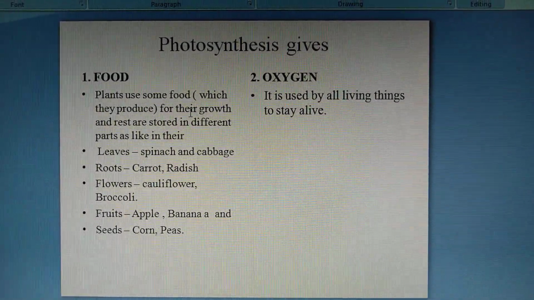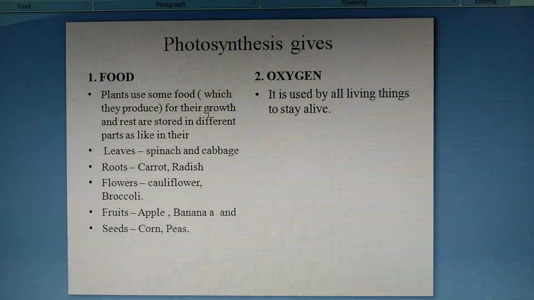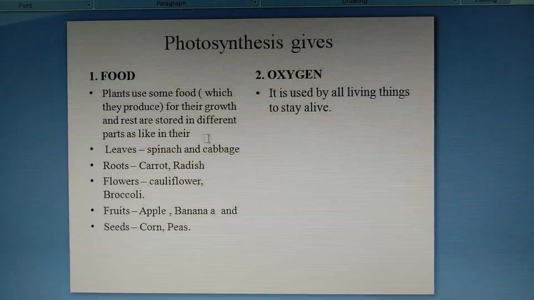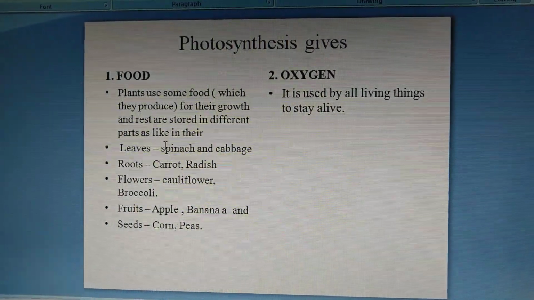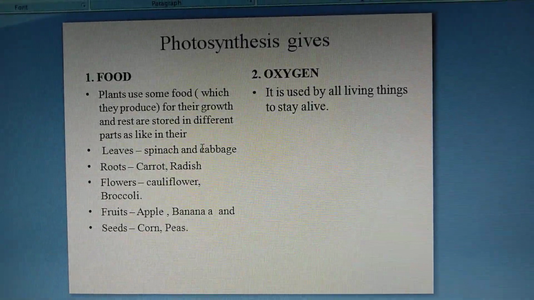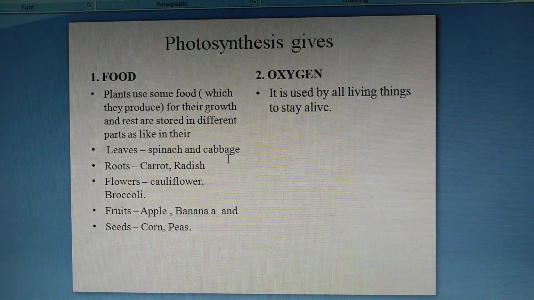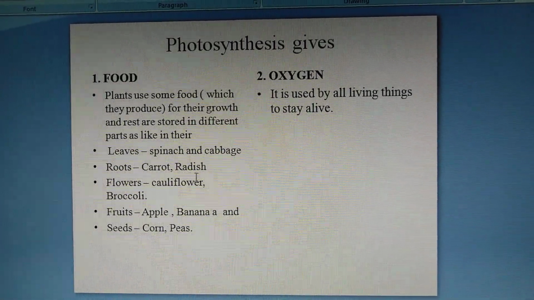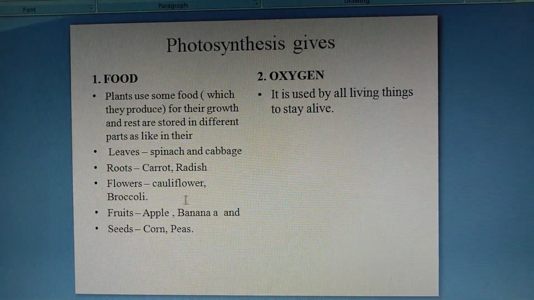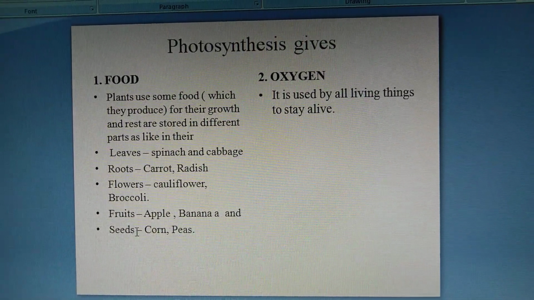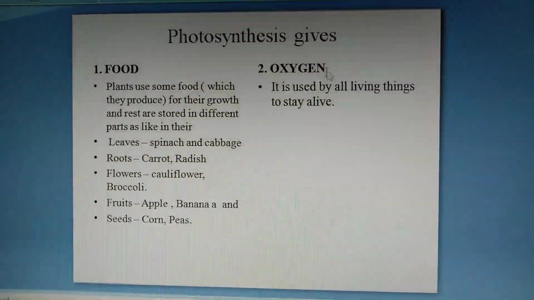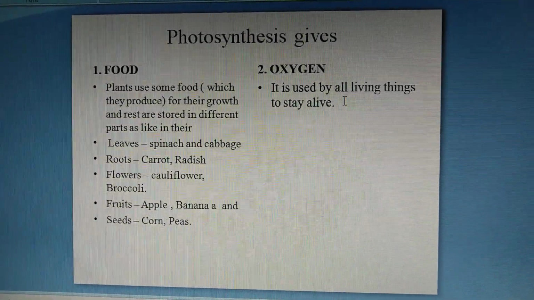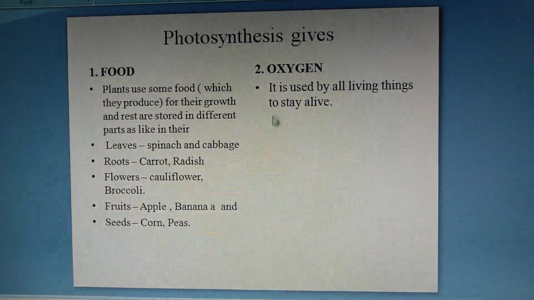Food. Plants use some of the food which they produce for their growth and the rest is stored in different parts, such as in their leaves, spinach and cabbage; roots, carrot and radish; flowers, cauliflower and broccoli; fruits, apple and banana; and seeds, corn and peas. Oxygen. It is used by all living things to stay alive.